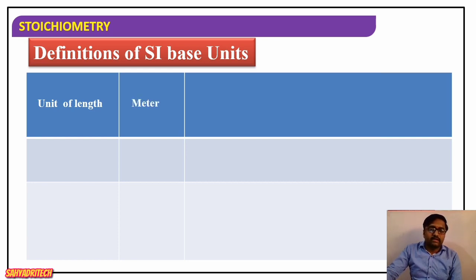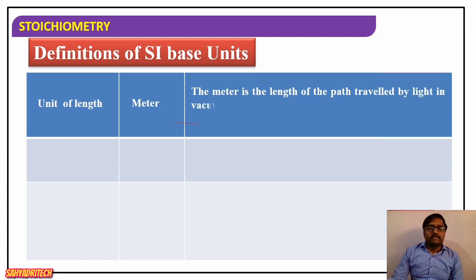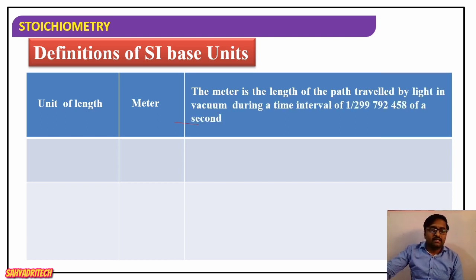If we consider units of length, length is one of the base units. What is the unit for length? Meter is the unit for length, right? Now, how are we going to define the meter? The meter is the length of a path. So what is meter? Meter is the length of path traveled by light.